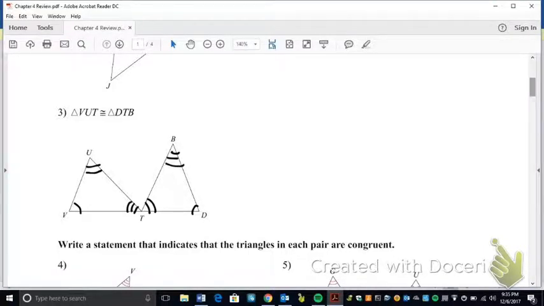So sides we take 2 at a time. VU, DT. Those are the first 2. Then we take the last 2. UT, TB. And then we take the first and the last. VT, DB. And that way, we're done. So those are those 6.